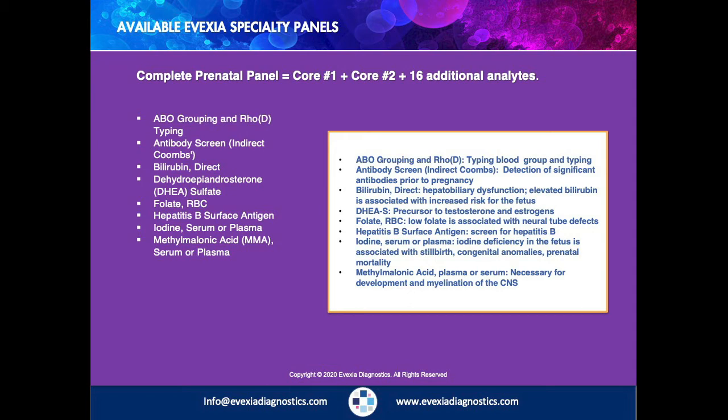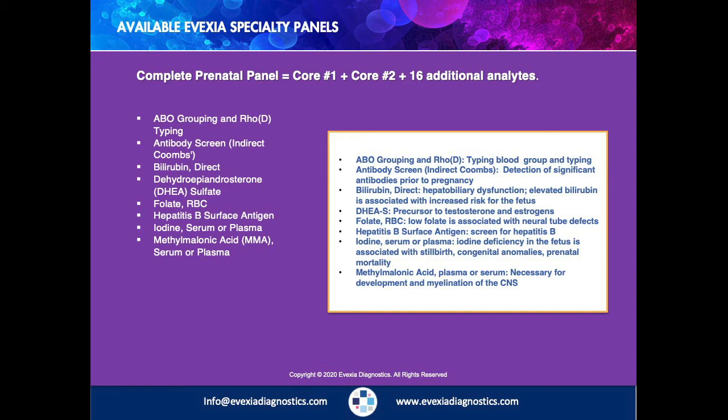Next is the hepatitis B surface antigen. Now, this assay is used in conjunction with other serological tests and clinical information to diagnose individuals with acute or chronic hepatitis B infection. Next is iodine. Now, this test is used for monitoring exposure to iodine, evaluate iodine deficiency disorders, and also excess iodine intake.